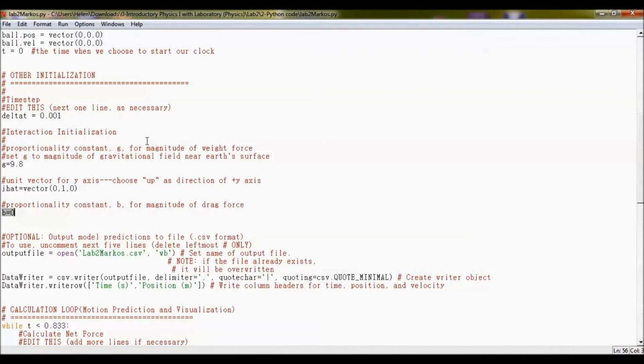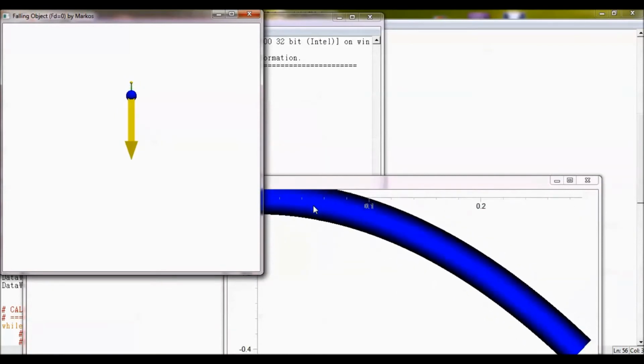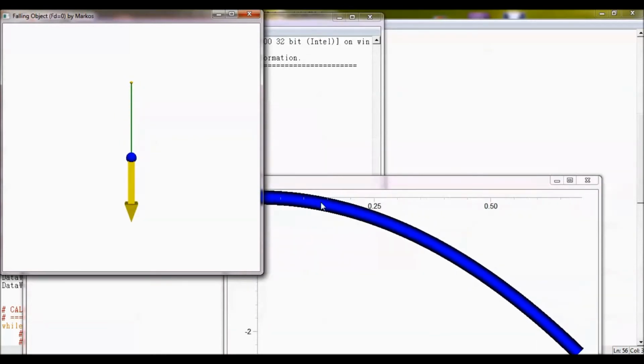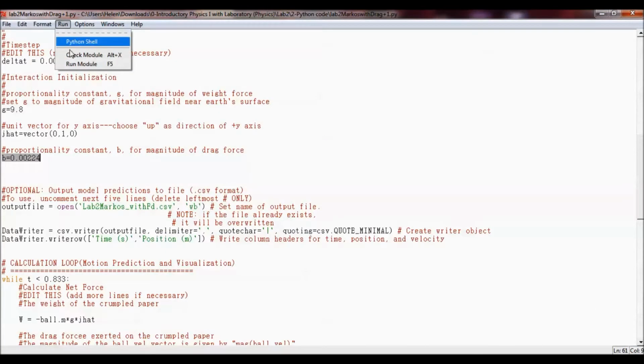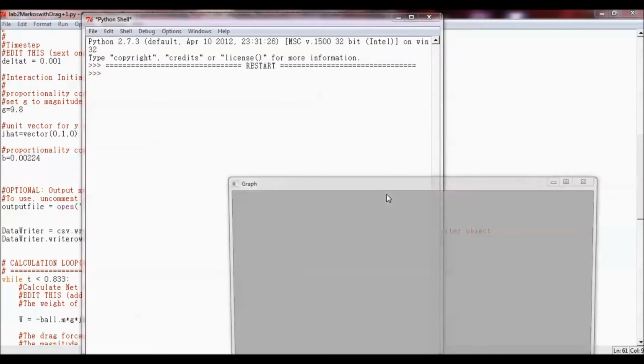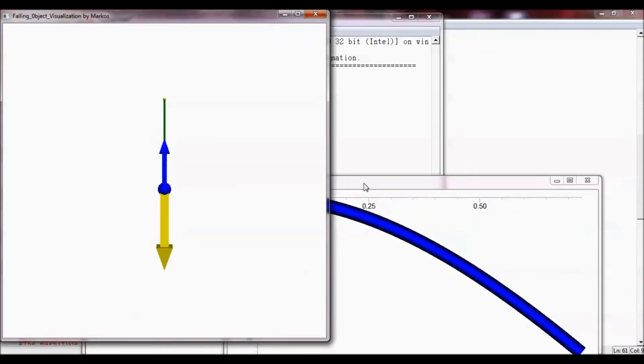Here is the first computational model. The drag force is equal to 0. Here is the second computational model. The drag force exists and is opposing the motion.